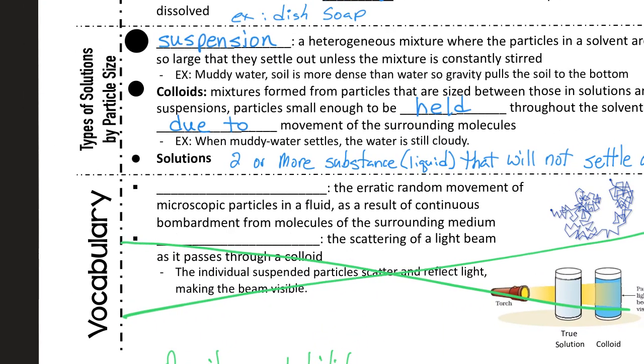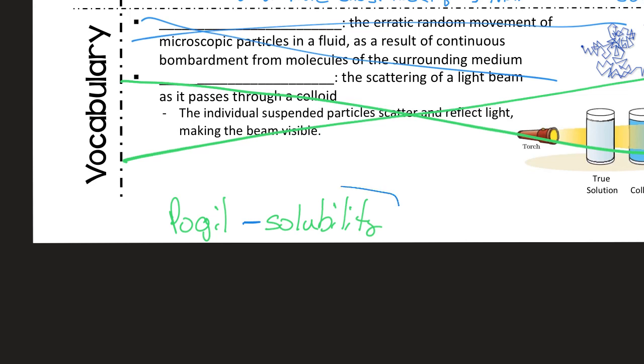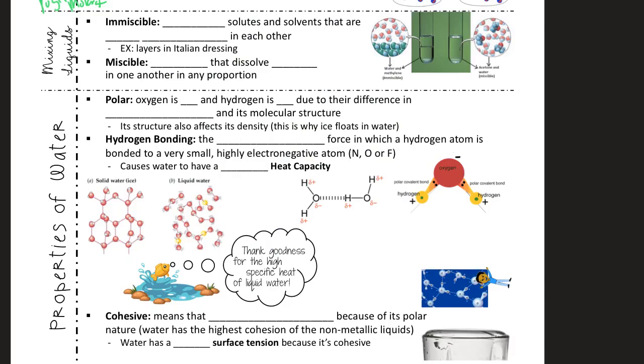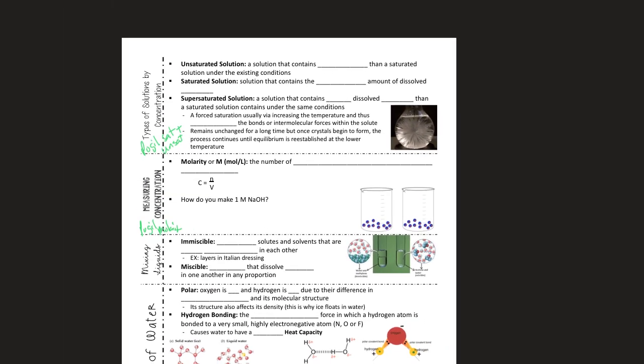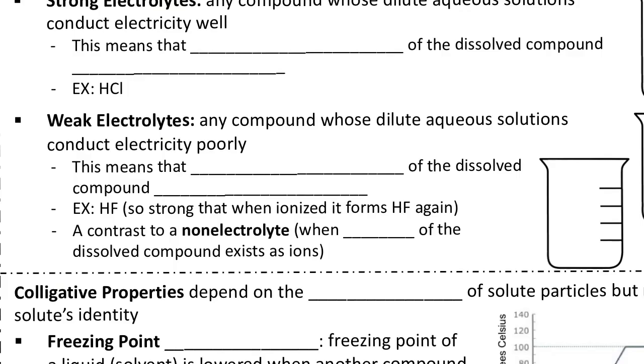Now, you can cross out these right here. We're not going to be doing any of that vocabulary. And moving back to, we started the POGL on solubility. So that's the next thing that we did. And that was the notes for Wednesday. And that is where we ended.